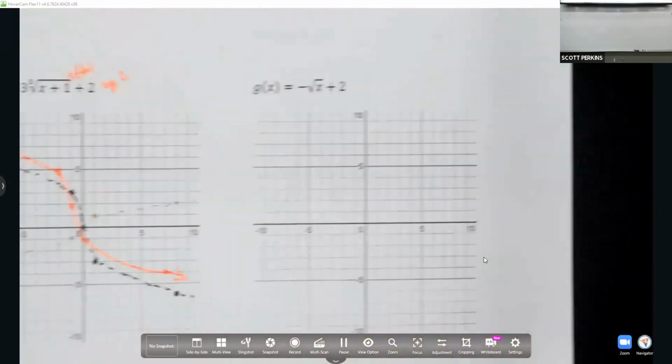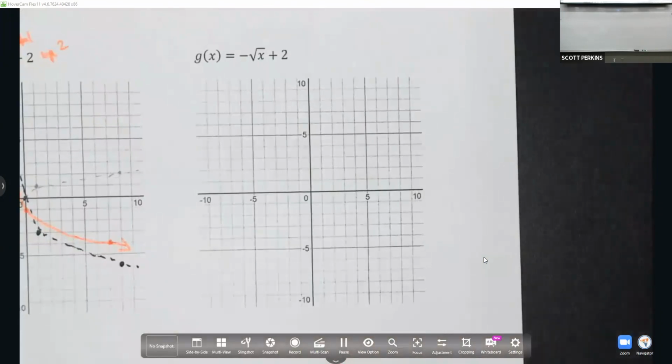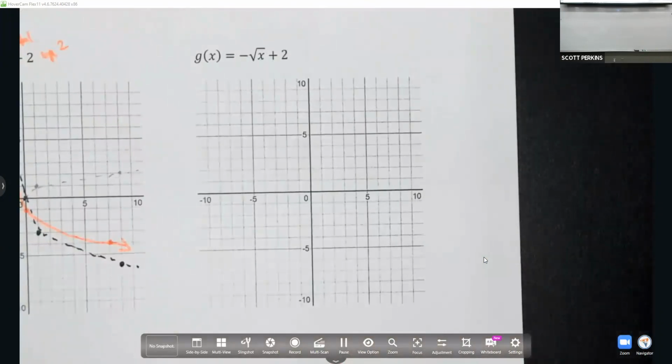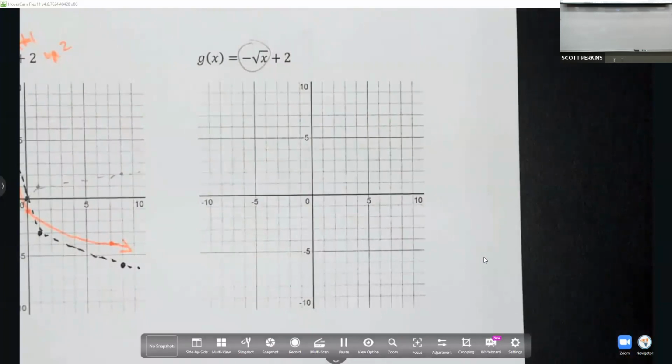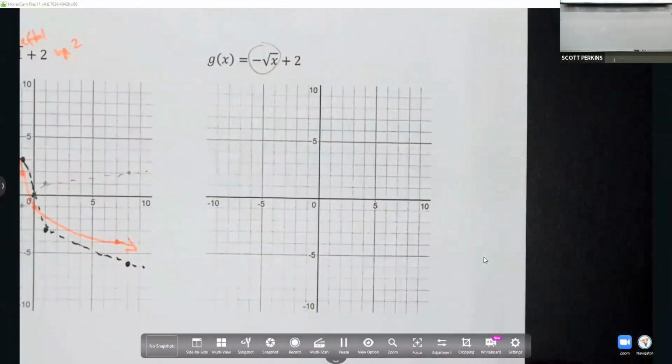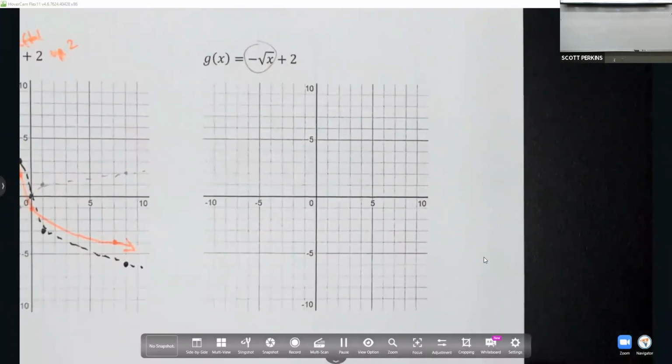All right, last one is negative square root of x plus 2. So this time on my square root of x, the negative is outside, as opposed to one of the final examples from the other worksheet where the negative was inside and we changed the sign of all the x's. Here, the negative is on the outside. So what I'm going to do all at once, if you don't mind, is take that square root graph and change the y values.